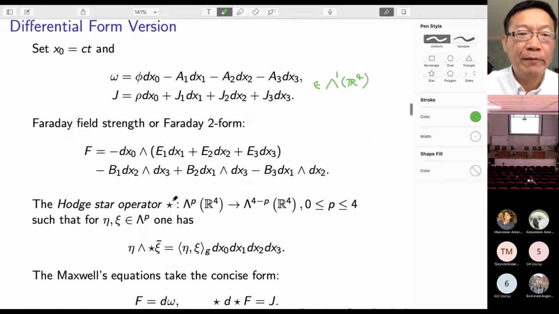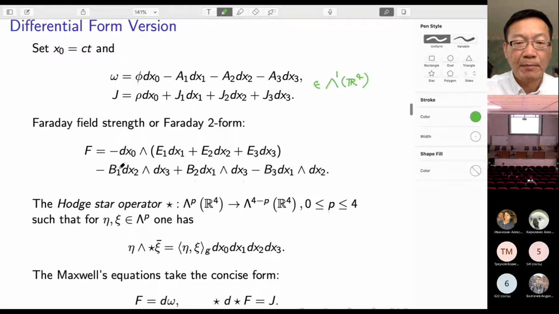And then the Faraday field strength, or the Faraday 2 form, is given by this. It is a 2 form where the coefficients you see here, E1, E2, E3, are the components of the electric field, and B1, B2, B3 are the components of the magnetic field. So if you have the Faraday 2 form, you can read the electric field and the magnetic field from it. And on the other hand, if you are given the electric field and the magnetic field, you can construct this Faraday 2 form. So this is a one-to-one correspondence.